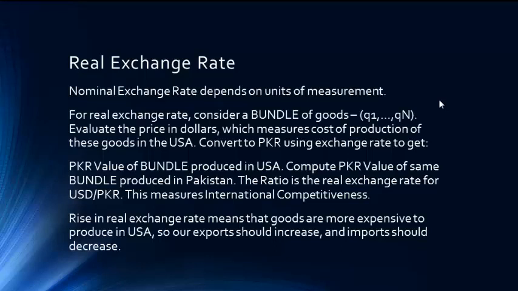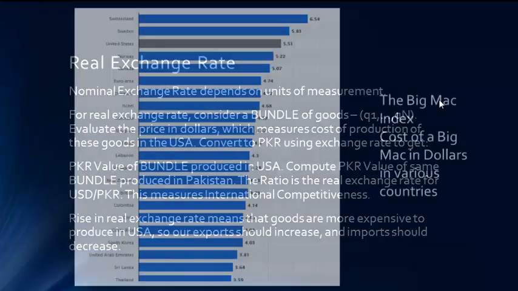So if there is a rise in real exchange rate, then this means that goods are more expensive to produce in the USA and less expensive here, and so this is also called a measure of competitiveness. Our competitiveness improves if the real exchange rate rises, and our competitiveness decreases if what it costs to produce our goods here is higher. This real exchange rate is what determines what happens to the exports and imports, because it's based on the competitiveness.